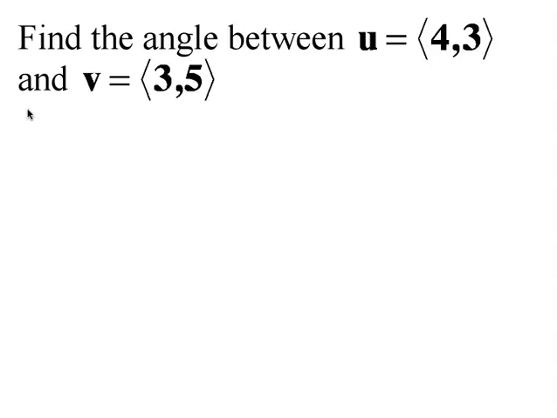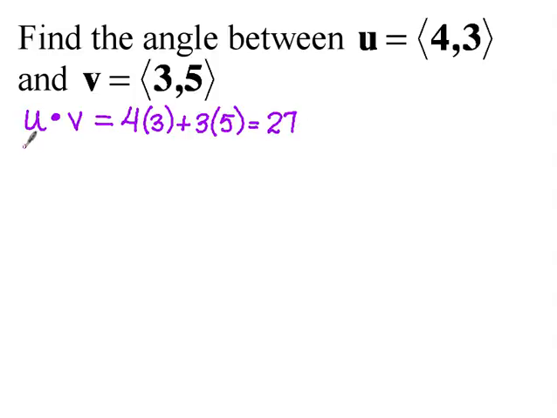So first of all, we have u dot v, the dot product. u dot v will be 4 times 3 plus 3 times 5. So what does that come out to be? 27. Now I need to find the magnitude of u. To find the magnitude of u, remember that is the square root of 4 squared plus 3 squared.